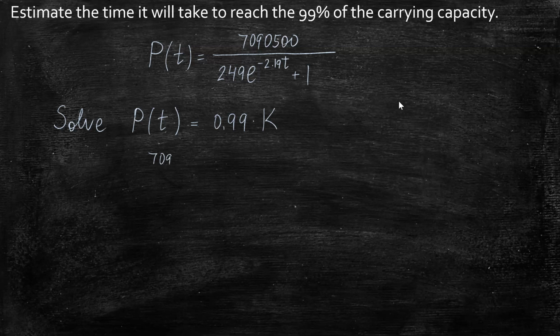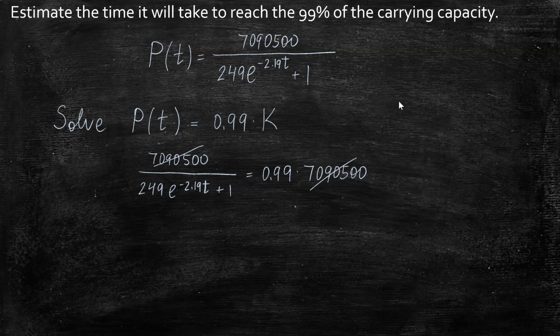So let's set it up. And k was actually the same number that we already have in the denominator, in the numerator. Which makes it nice, we can just get rid of this number. And now to isolate t, we have to take the reciprocal. So we have 249e to the power negative 2.19t plus 1 is 1 over 0.99. And I'm just going to do algebra here real quick.